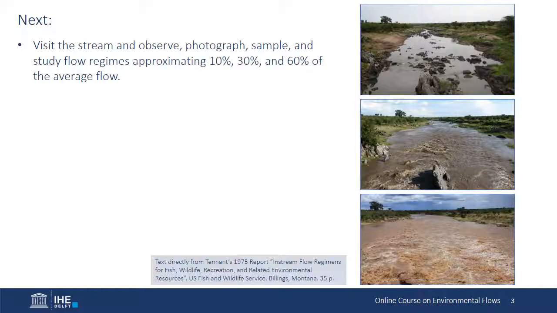The next steps are specific to the holistic method. First is to visit the stream or river to observe, photograph, sample, and study the flow regimes approximating 10, 30, and 60% of the average flow. Tennant calls this photographic regression analysis. I've included 3 photos of the Mara River at different flow levels to illustrate the effect. Tennant recommends recording appropriate vital information on all photographs.